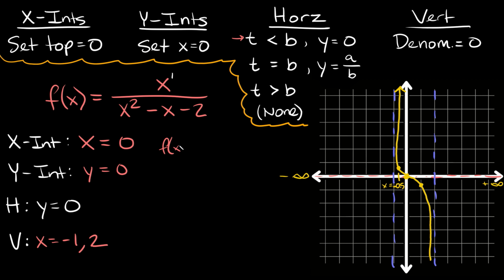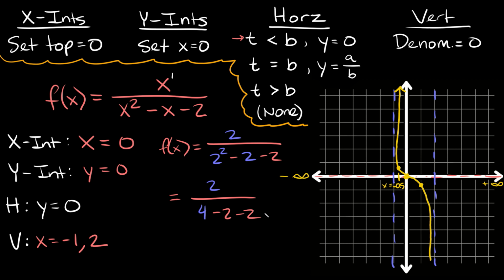So here we would get f of x is equal to positive 2, right, over 2 squared minus 2 minus 2. So here we're going to get that this is equal to 2 over 2 squared is 4. And then 4 minus 2 minus 2, well, that's the same thing as 4 minus 4, which is equal to 0, right? So this is equal to 2 over 0. And again, you can't divide by 0. And the same thing would happen if we plugged in this other vertical asymptote at x is equal to negative 1 into the function, we would again get a 0 down here. So that's always going to happen at the vertical asymptotes. So we can never ever cross those vertical asymptotes.